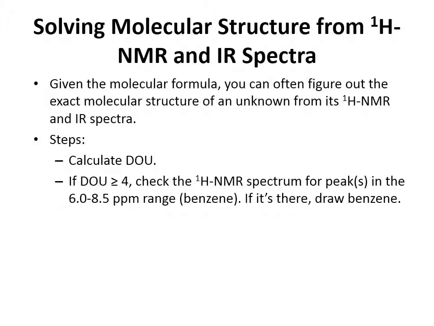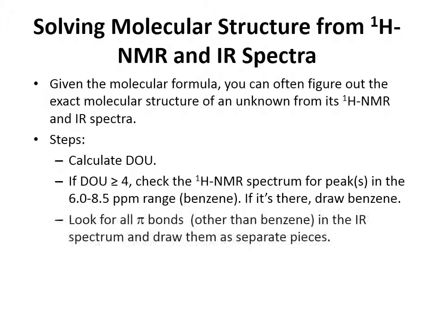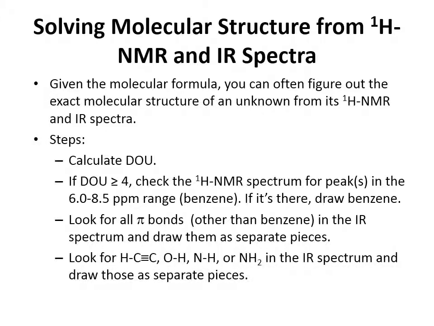That means there's a benzene ring. If there are peaks in that range, draw benzene. Benzene has a six-sided ring and 3 pi bonds. That makes 4 degrees of unsaturation. Look for all pi bonds other than benzene in the IR spectrum and draw them as separate pieces. Look for a terminal alkyne, H attached to C triple bond C, OH, NH, or NH2 in the IR spectrum, and draw those as separate pieces.